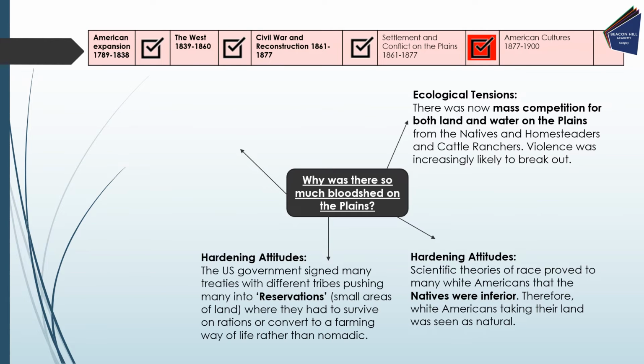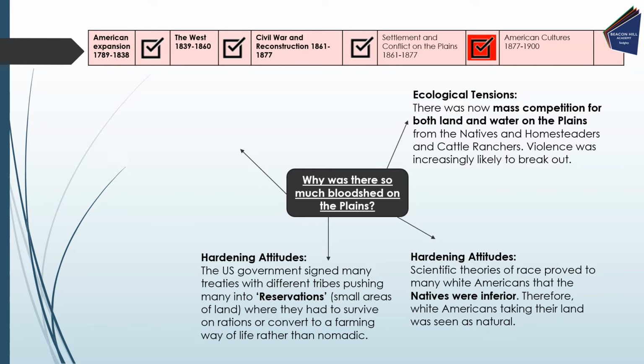We also had the US government sign many treaties with different tribes which pushed them onto reservations, which were small areas of land, and lots of tribes struggled to survive here. They were reliant on rations. They had to convert their way of life to farming rather than the nomadic lifestyle that they were used to in terms of following the buffalo. So this was very, very challenging for them. Reservations would be something that you would reference in this theme in the exam, and you need to know what they are and the fact that the natives had to change their whole way of life if they were to survive on the reservation.